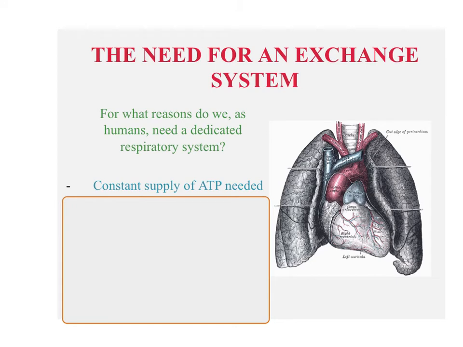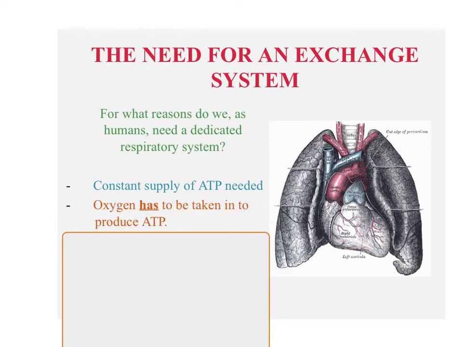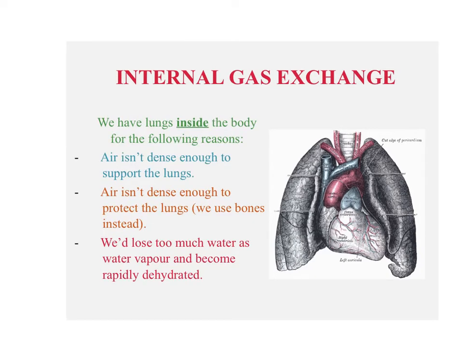So first thing you might have said is that we need that constant supply of ATP, and the oxygen has to be taken in to produce ATP, that respiratory process. And then that carbon dioxide has to be removed before it becomes harmful. You might also have made some points about a high metabolic rate, and remember that's saying that we need to take in oxygen to produce that energy, that ATP, to then have those chemical reactions happening.